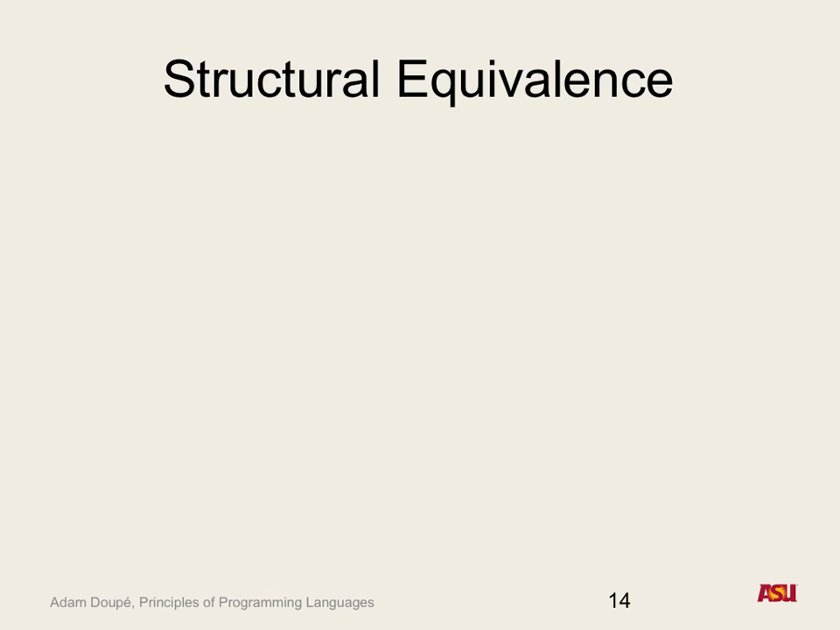Then we go to the other end of the spectrum, which says, well, I'll allow it if I can try to figure out that both of the types on the bottom have the same structure. I will allow that. Right? So if you have two types that are ultimately integers, you'll be able to assign them to each other, and I'll allow it. Right? But the problem is, what does it mean for two structures to be equivalent?